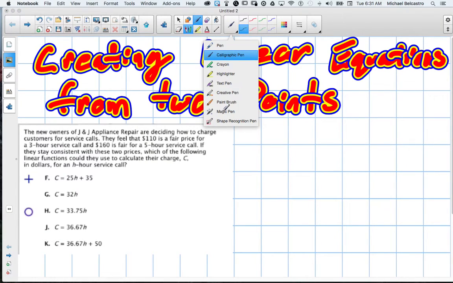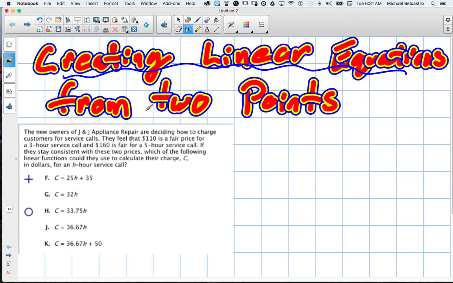Okay, we're looking at creating linear equations from 2 points. So here's our word problem, which we'll read through, gather the important information, and then essentially create our equation. The new owner of J&J Appliance Repair is deciding how to charge customers for service calls. They feel that $110 is a fair price for a 3-hour service.